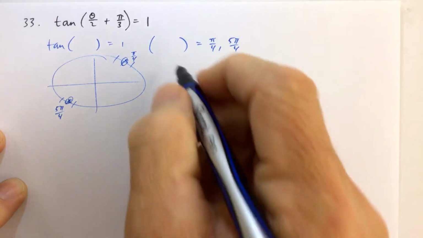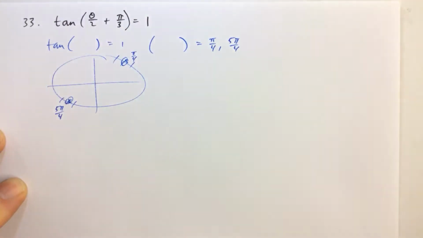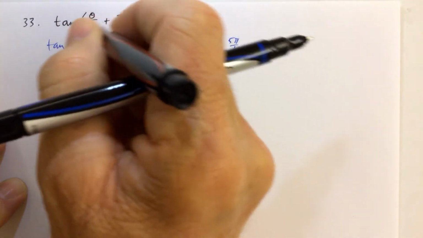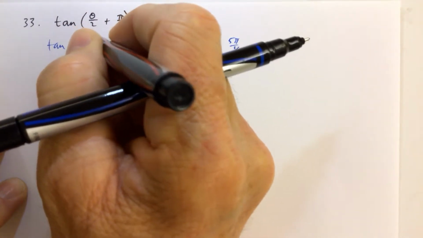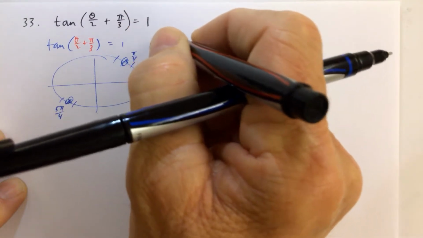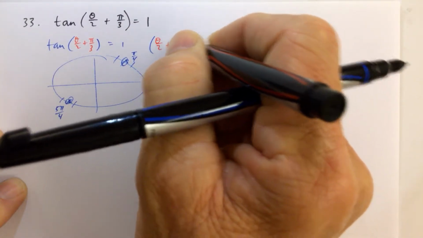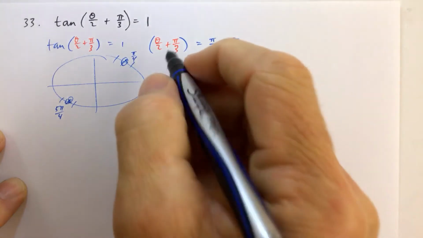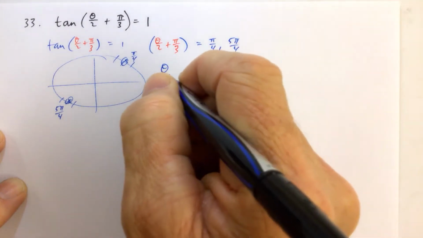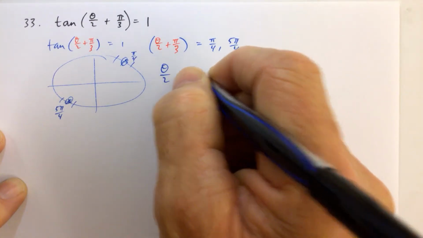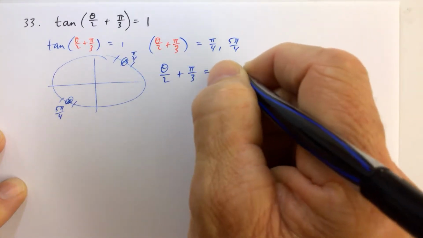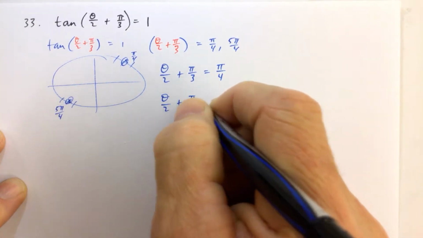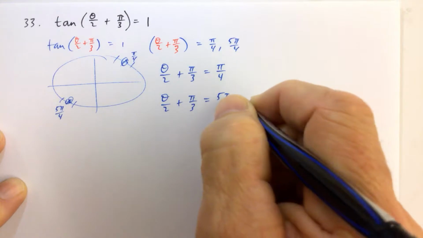So let's go ahead and replace that space here with what actually is inside the parentheses. That's theta over 2 plus pi over 3. So since theta over 2 plus pi over 3 must be equal to pi over 4 or 5 pi over 4, we're going to set up two equations again, just like the last problem. Theta over 2 plus pi over 3 must be equal to either pi over 4, or theta over 2 plus pi over 3 would be equal to 5 pi over 4.